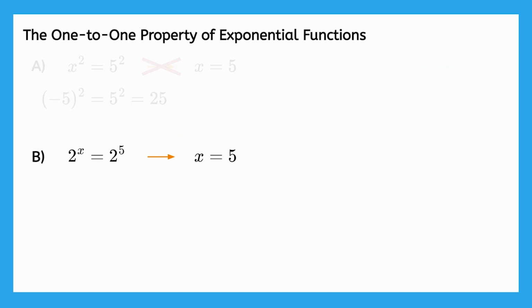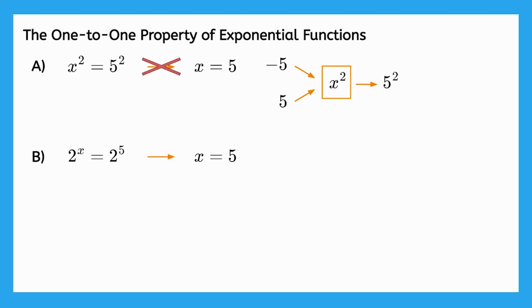We call this property the one-to-one property of exponential functions. You might remember the term one-to-one from when you studied inverse functions in Unit 1. You learned that a function is one-to-one if no two different inputs produce the same output, which is exactly what we're saying here. This is opposed to, for instance, the quadratic function x squared, where there do exist different inputs that produce the same output. For that reason, quadratic functions are not one-to-one.